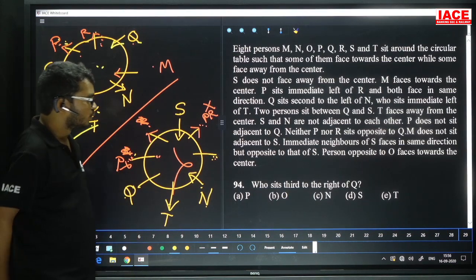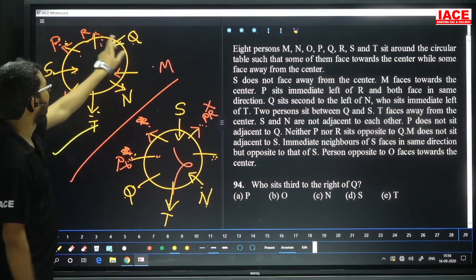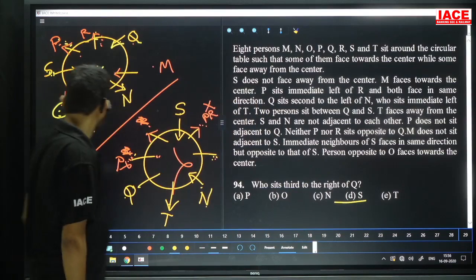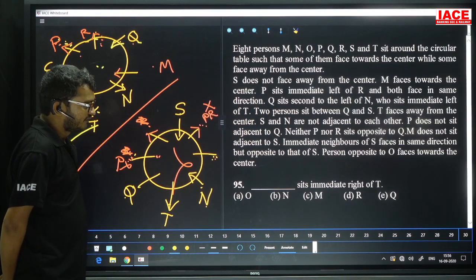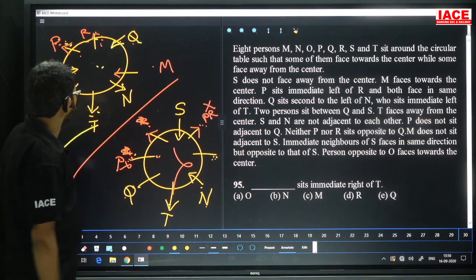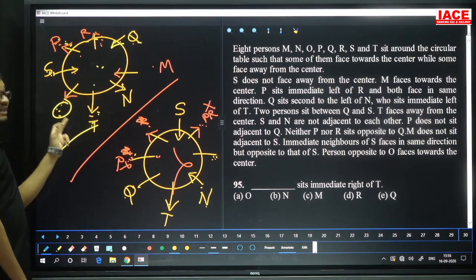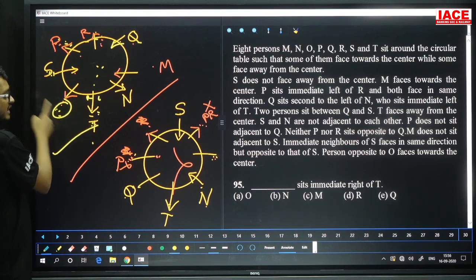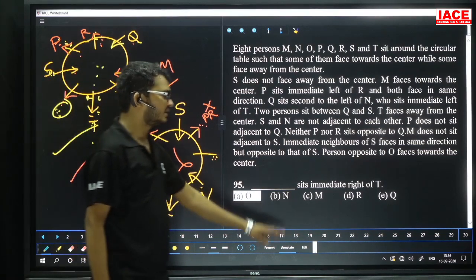Question number 94. Who sits third right of Q? For Q, first right, second right, third right is what? Yes. So the answer is option D. Question number 95. Who sits immediate right of T? Sorry, T is facing outside. Facing outside, left hand and right hand. Who is immediate right of T here? O. Answer is option A.